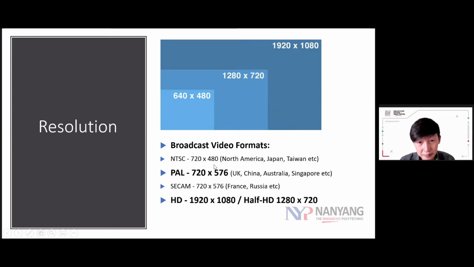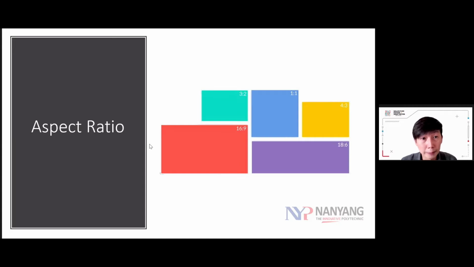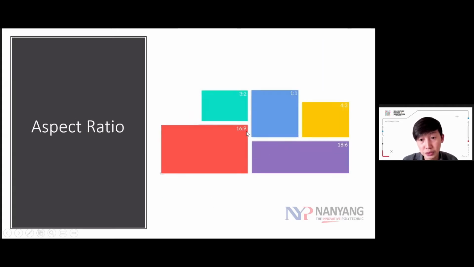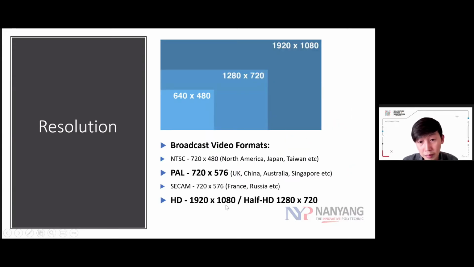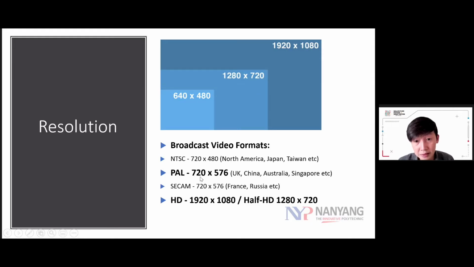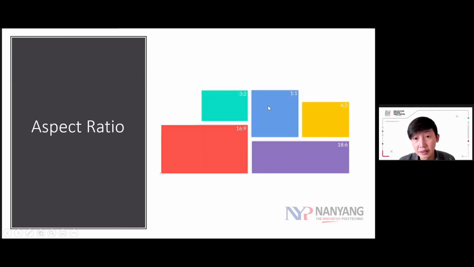Anyway, let's move on. These are all the aspect ratios for you to take note of. From here, if you calculate the ratio, you will get 16 by 9, which is actually 1920 by 1080. Once you have the pixels, you calculate the ratio and you'll get this ratio. So this 1:1 is square, and 4 by 3 is actually this 720 by 576. Then there's 3:2 and 4:1. So this is something for you to know.